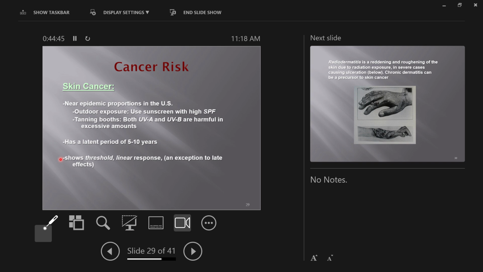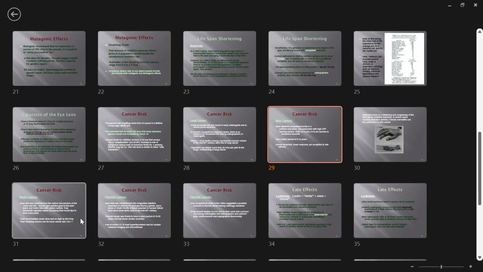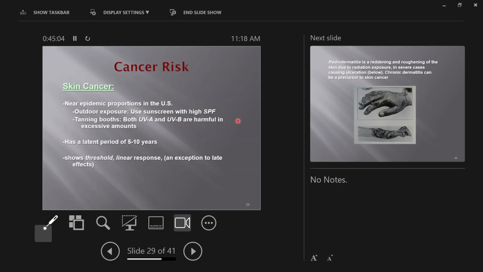Okay, so again, there are plenty of exceptions all over the place, right? Exceptions to our general rules. Threshold, but a linear response in this case. And of the types of cancer that we're likely to develop in our lifetime, skin cancer is one of the highest likelihoods. It's more likely to develop skin cancer than a lot of other forms.